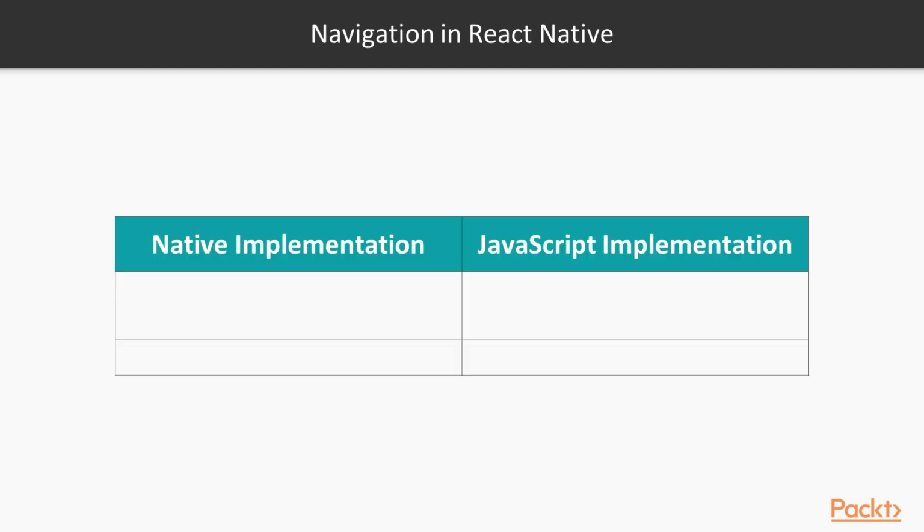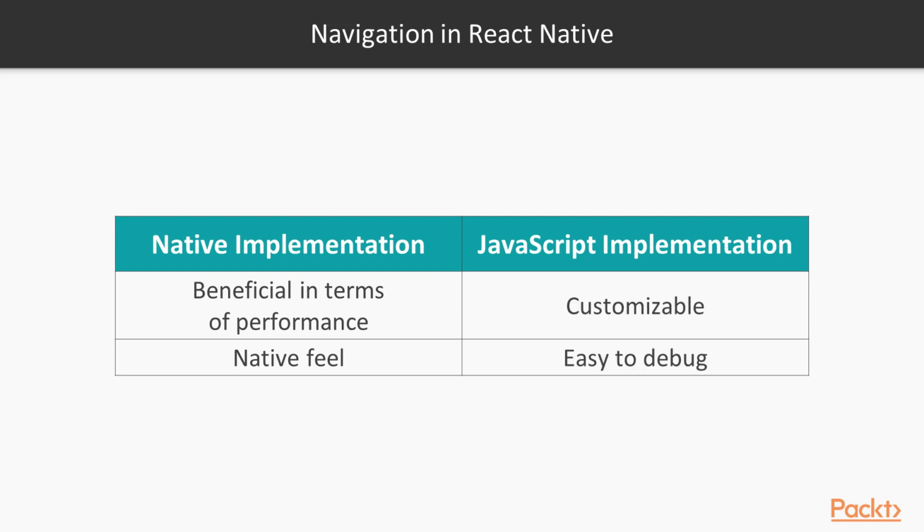With React Native, you can utilize a JavaScript implementation or native implementation for navigation. React Native has the option to utilize native containers for navigation components. This is beneficial in terms of performance in providing that native feel to your application. There is a drawback to this approach, in that when you utilize native navigation, it is difficult to debug and customize. The drawback of using a JavaScript implementation will be performance, and if you want that native feel, you'll need to take the time to implement it yourself.